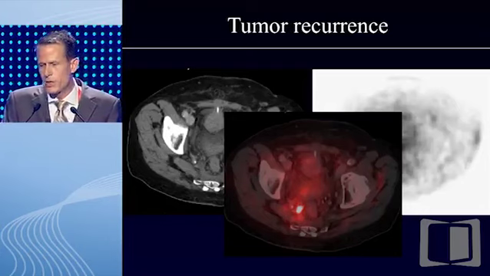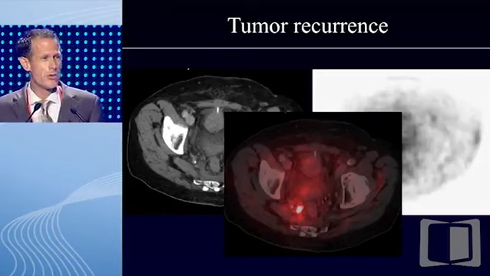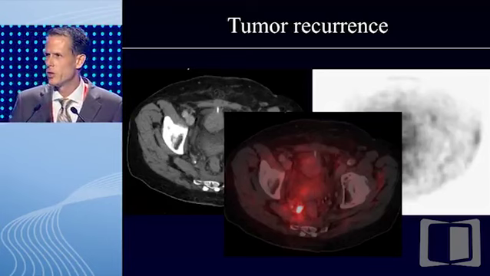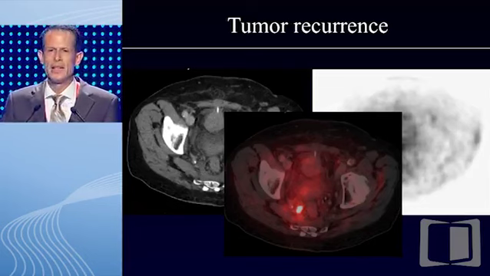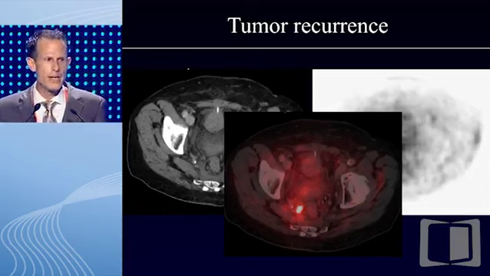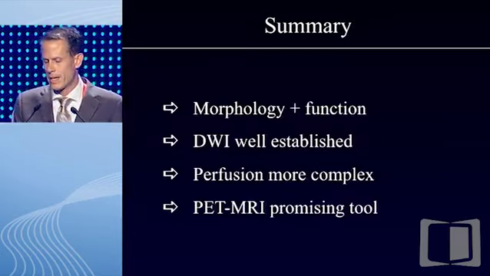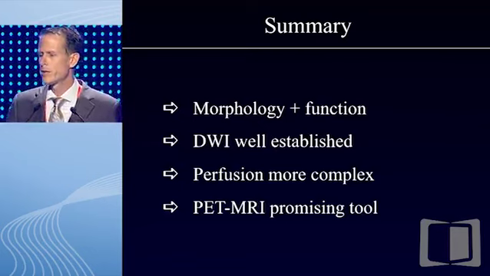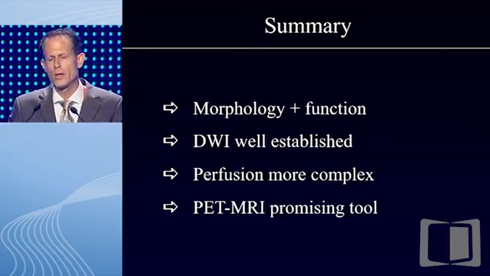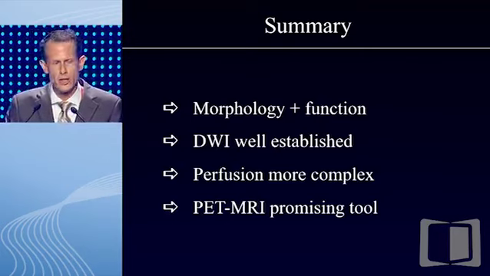It's also important when we talk about tumor recurrence. It's hard, as I said, to differentiate between scar tissue and recurrent tumor, but if you have the PET component, it's very easy to see where the vital tumor is. So in summary, I think the assessment, not only on a clinical basis, but also in clinical trials, should always be a combination of morphology and functional imaging.